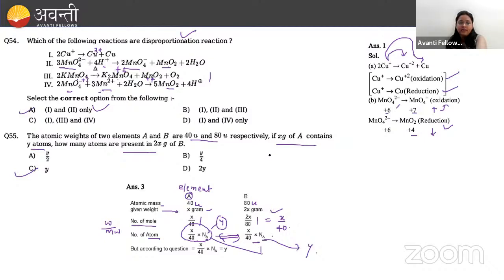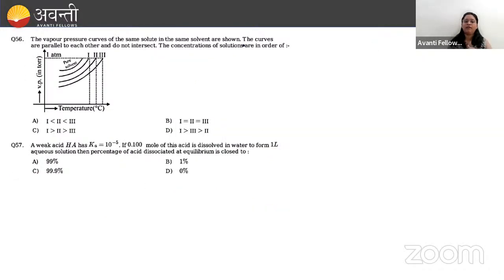Okay, answer 3. Here we are given a graph, and we have to check the relationship between these three curves. The vapor pressure curves of the same solute in the same solvent are shown. The curves are parallel to each other and do not intersect. The concentrations of the solutions are in the order? Here the vapor pressure is shown in torr against temperature, and there are three curves, 1, 2, 3, and a pure solvent curve is also present.